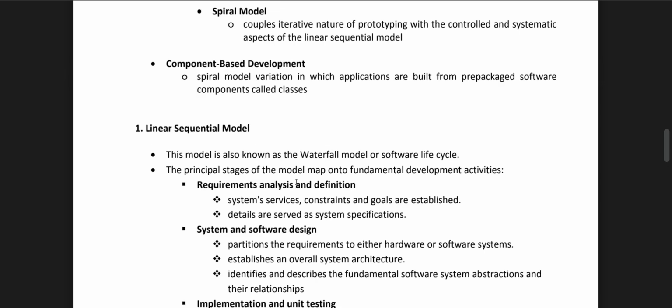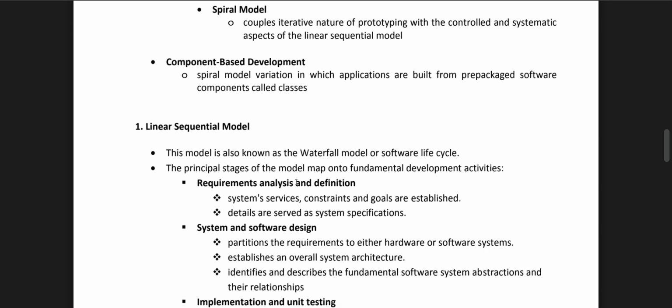Linear sequential model. The model is also known as the waterfall or the software lifecycle. The principal stages of the model map into the fundamental development activities. Requirements analysis and definition: system services, constraints and goals are established, and the details serve as the system specification. System and software design: partitions the requirements to either hardware or software systems and establishes an overall system architecture. Identify and describe the fundamental software system abstractions and their relationships.